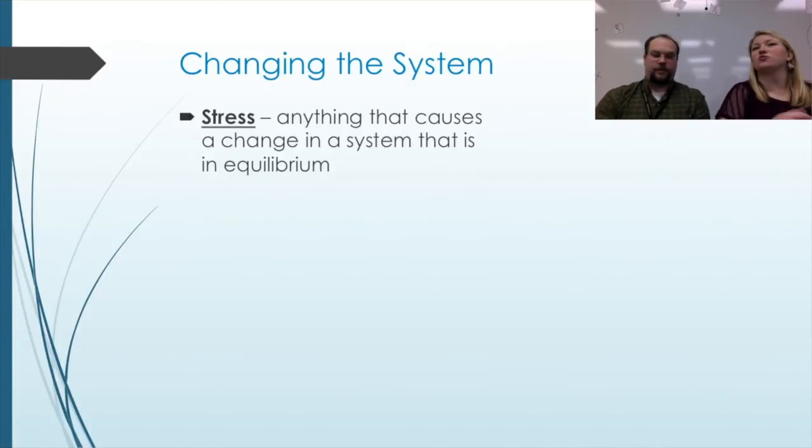All right, so now there's a couple things. We have these things that are stresses on a system. A stress is anything that can change the system once it hits equilibrium. For example, you're chilling in your room, studying for your CUA, and all of a sudden your little brother or sister comes in, banging pots. That would be a stress.